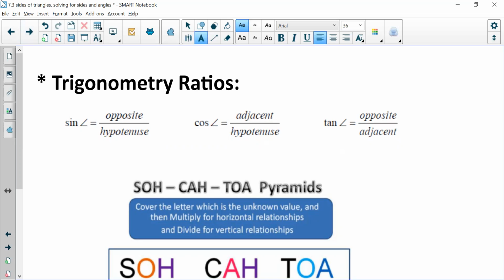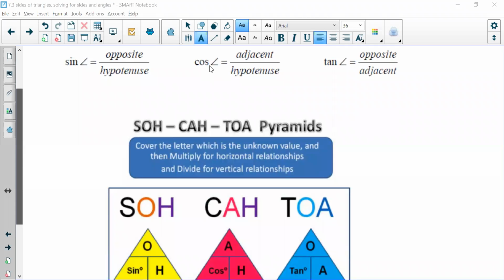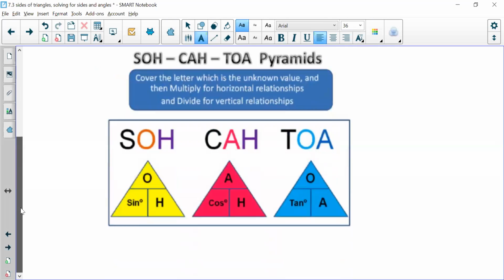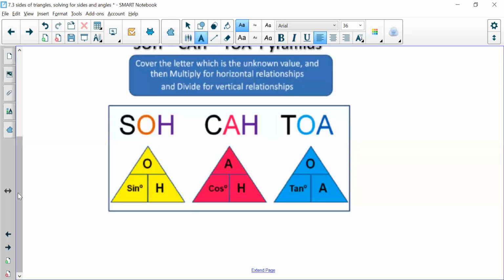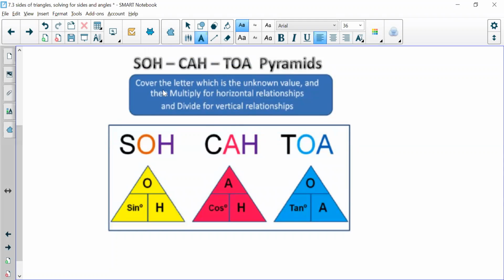Now, I've given them to you like this as formulas, but I've realized more recently that it's much easier to think about them like a formula triangle. So I've given you guys these formula triangles. The way a formula triangle works is you cover up the thing you're solving for, and the remaining two parts of the triangle will help you figure out whether you're multiplying or dividing, or how to solve for what you're trying to find. So sine is the opposite over the hypotenuse. Cosine is the adjacent over the hypotenuse, and tangent is opposite over adjacent.